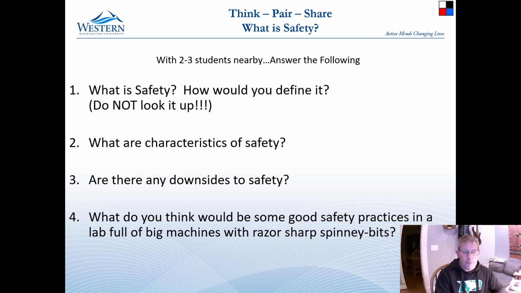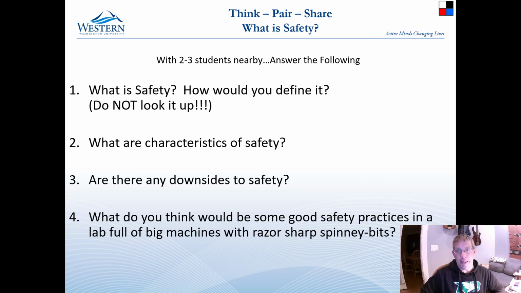And we talked about some downsides to safety. Things like PPE can certainly get in the way and make it harder to do the work that you want to do. But it will keep us safer in the end. If our PPE is so onerous that it is causing it to be less safe, then we need to consider how we might go about it. And then the final question here, what would we do for some good safety practices around a lab full of big machines with razor sharp spinny bits? As I said, closed-toed shoes, long pants are critical to have.